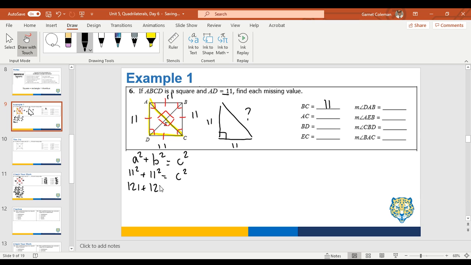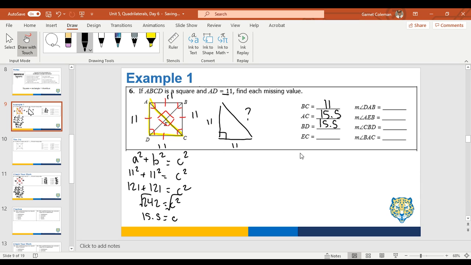Eleven squared is 11 times 11, which is 121. We're going to add them together. 121 plus 121 is 242. And then to get C by itself, we're going to take the square root. The square root of 242 is about 15.5. So I know that AC is 15.5 and BD is 15.5.